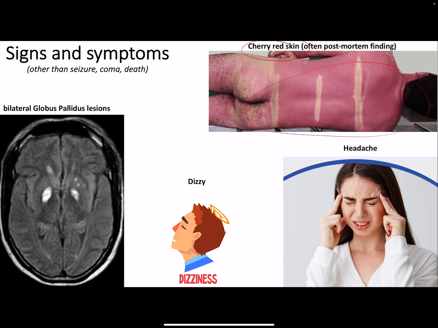When you die, you have even more blood pooling in your veins because your heart's not pumping anymore. So in the post-mortem, this red appearance is going to become even more pronounced.